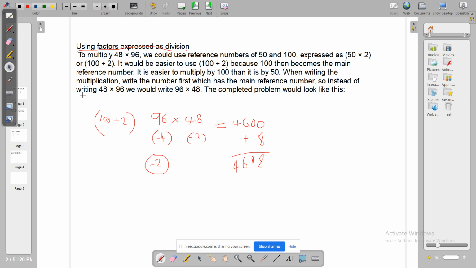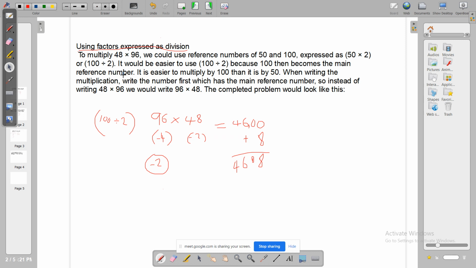Okay, so either this, or we can do 100 divided by what? 2. Okay, it also means the same. So we could easily use 100 divided by 2, because 100 then becomes the main reference number. So always you look at the main reference number here. So our 100 becomes the main reference number.